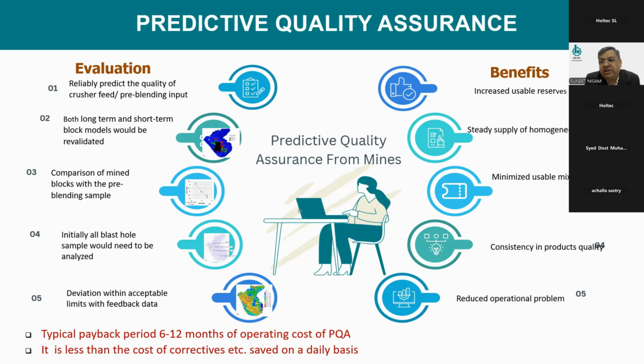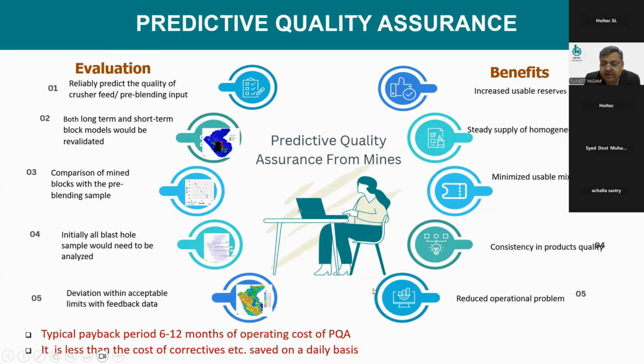The benefit we are getting is increased usable reserves and a steady supply of homogeneous material for the raw mix and kiln feed. And this results in minimized usable mining cost, mix cost, and consistency of product quality.